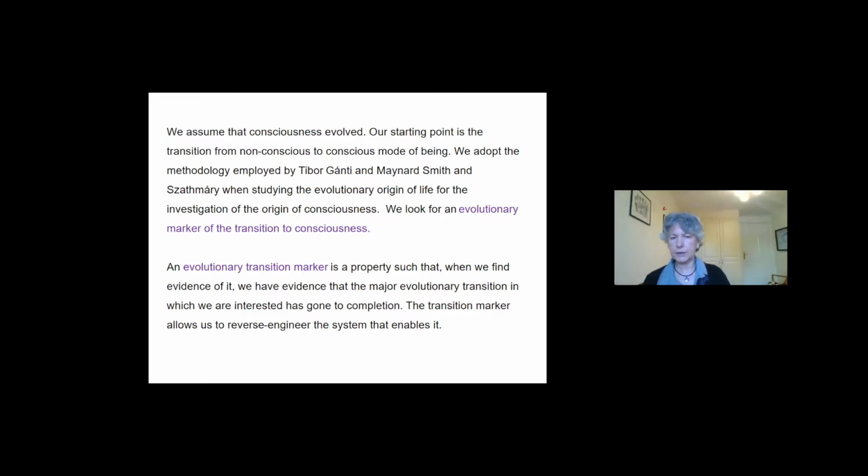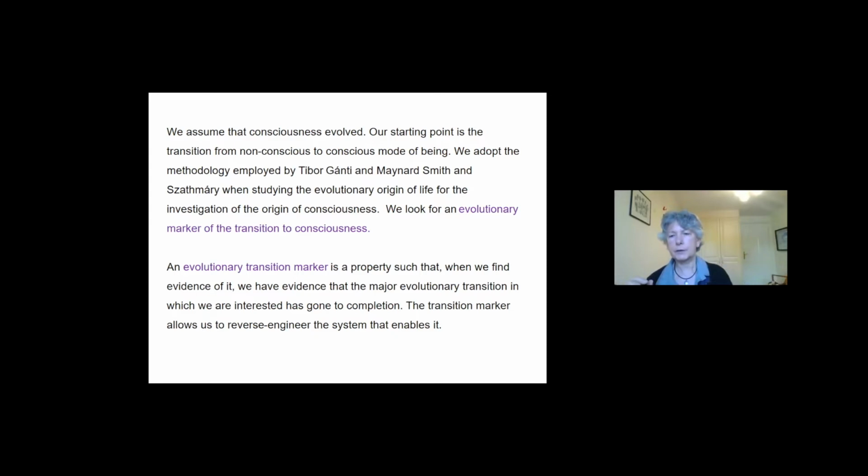The way that we try to understand consciousness is to follow and understand the transition from a non-conscious to a conscious mode of being, a conscious mode of living. Because there are forms of living, we think, that are not conscious. And since consciousness evolved, it evolved in living organisms. There was at some point, it could have been very gradual, but nevertheless, we should be able to recognize the transition from non-conscious to conscious organisms.